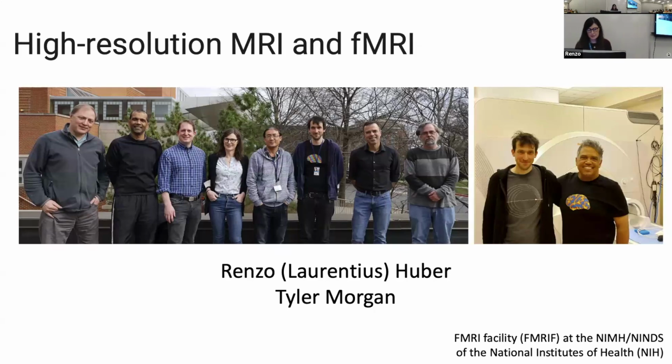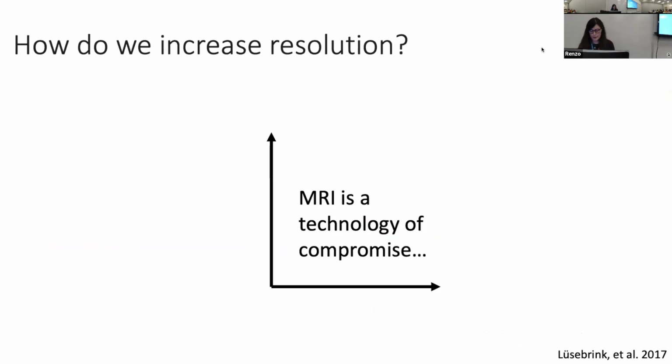So just to start off, I'm going to ask a really simple question, which is just how can we actually increase resolution in MRI? I think everybody's gotten the idea so far, but it's really important to remember throughout every experiment that you ever do that MRI is a technology of compromise. You can never get everything. It's impossible, but you can choose what's important for the applications that you're actually looking at.